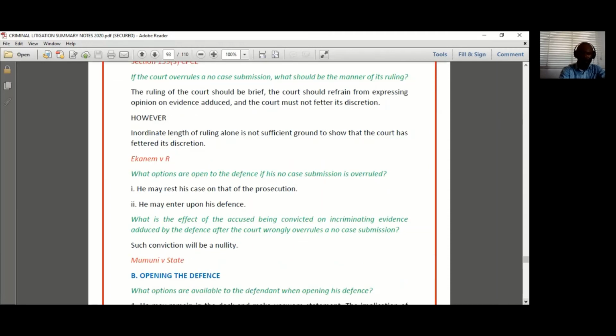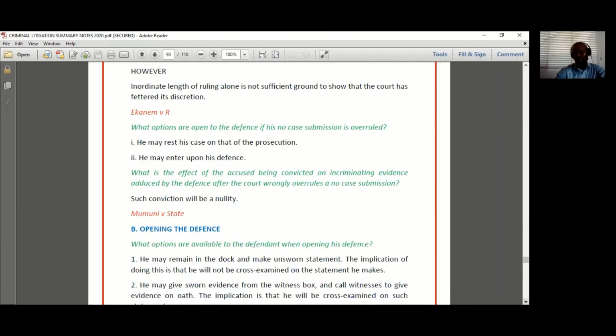Now, if the court rules in error against the no-case submission application, all right, overrules it in error, and compels the accused person to go ahead and open his defense, and while making his defense, an accused person somehow incriminates himself. Now you see that such a conviction would be overturned on appeal. Why? Because he's only incriminated himself as a result of the court wrongly overruling his no-case submission.